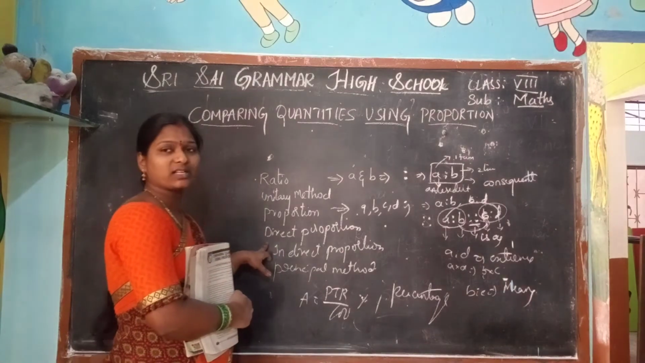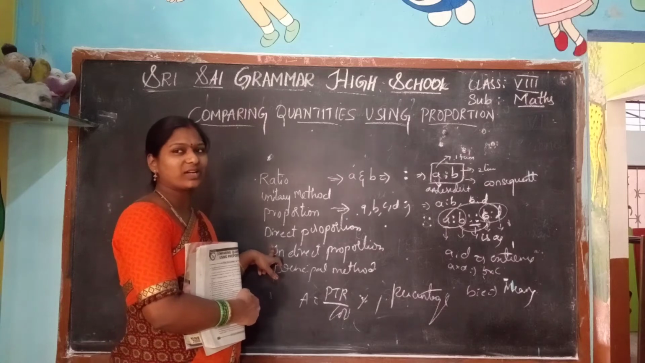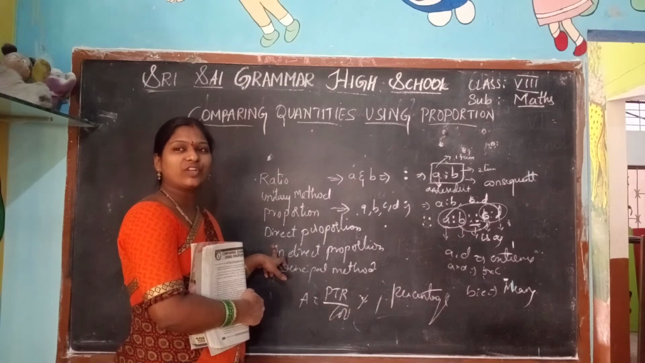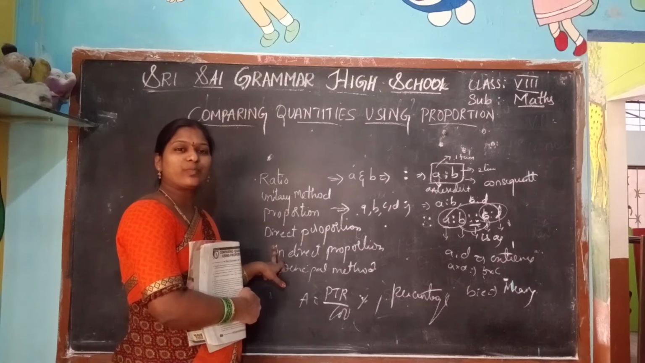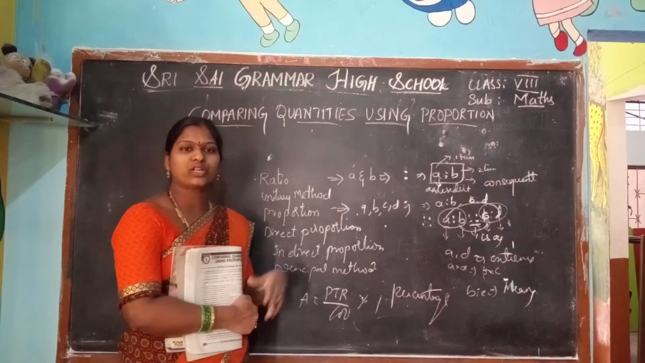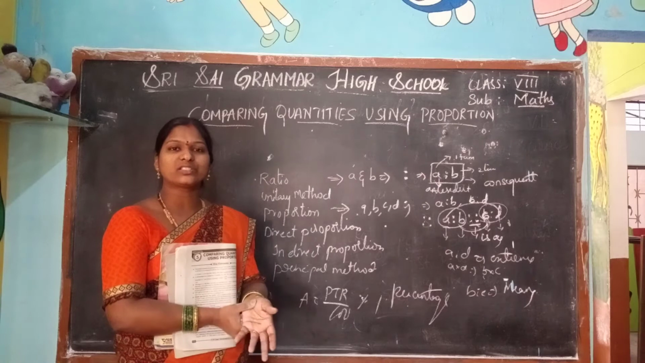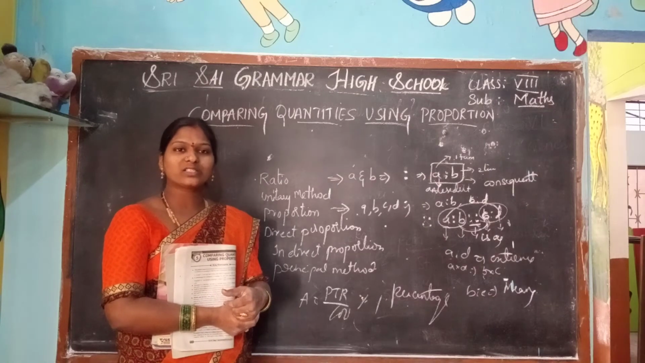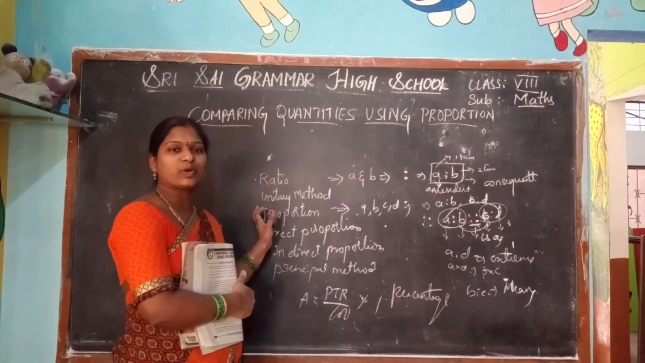And in direct proportion, if one quantity increases, then the other quantity also increases. For example, if you purchase books, the cost of the books will increase when books are more. If you go on purchasing books, the cost of the books also increases, does it not? That is direct proportion.